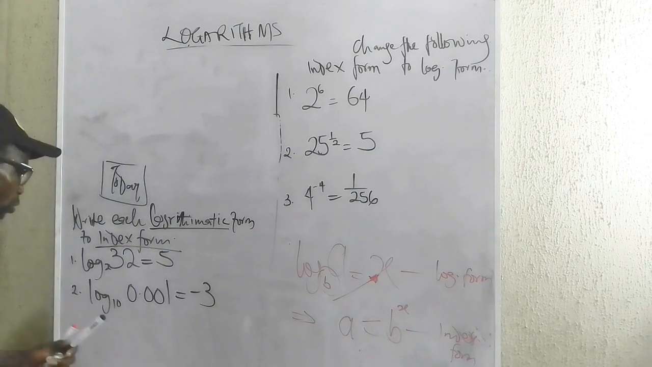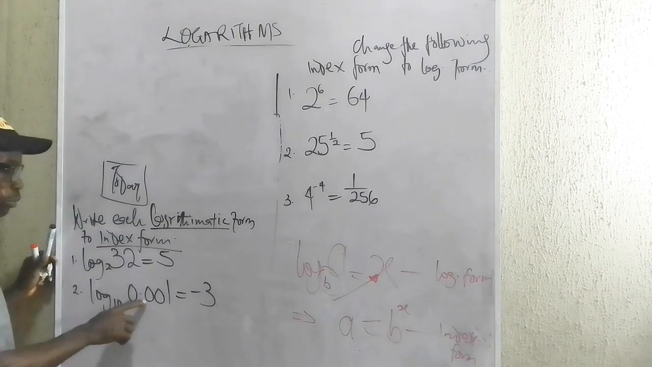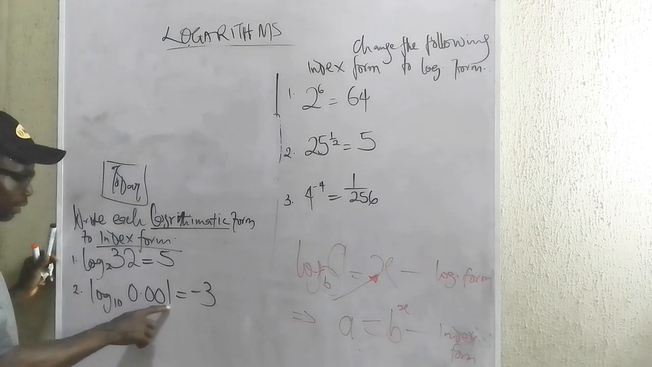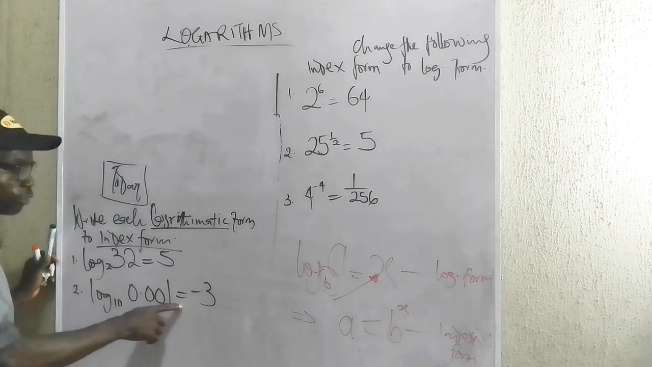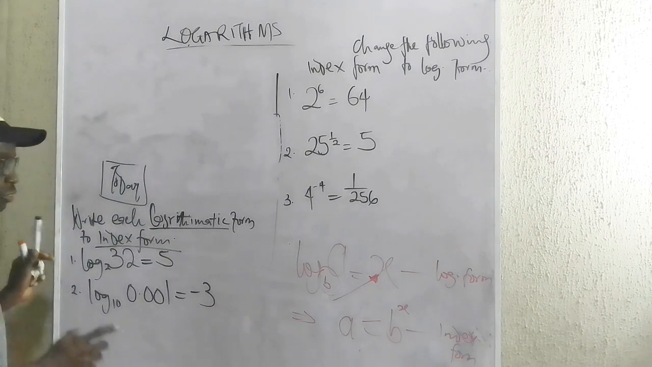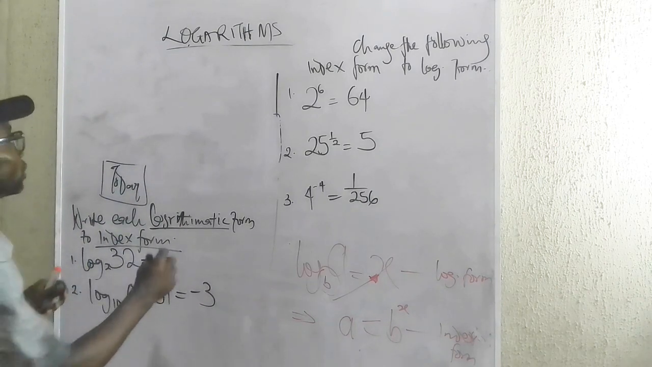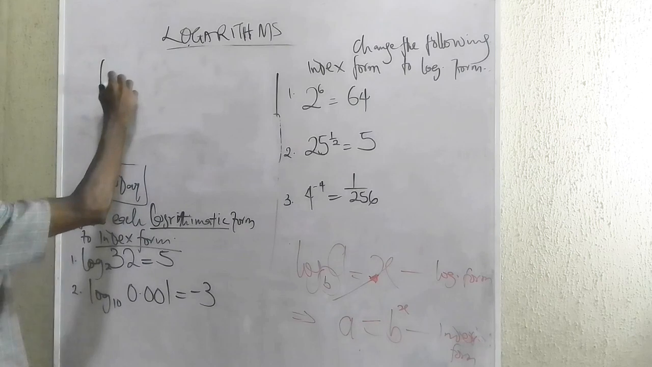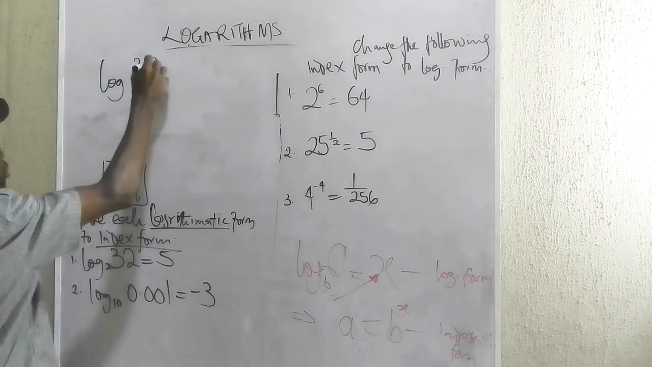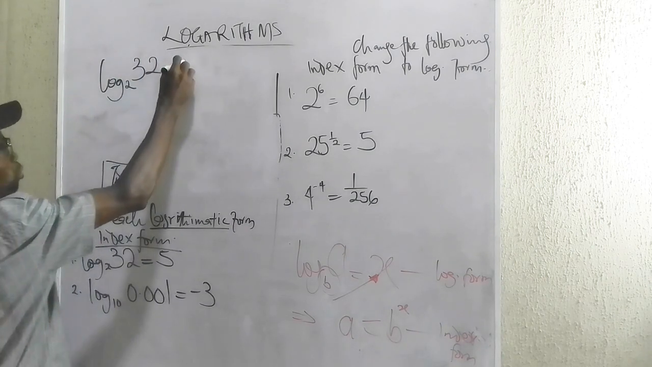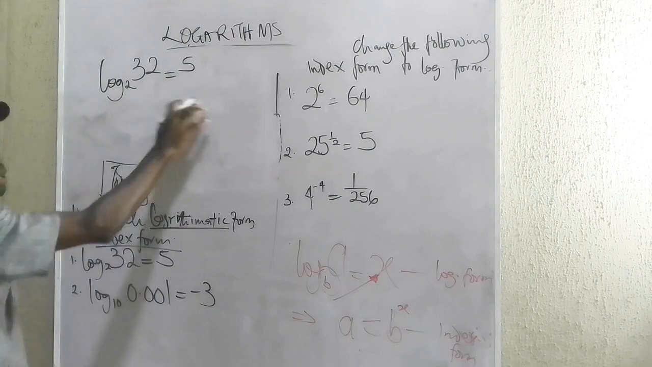You're reading English. So log 0.001 in base 10 is equal to minus 3. That's how I read. So let's read the first one. The first one is log 32 in base 2 is equal to 5. So this is the logarithmic form.